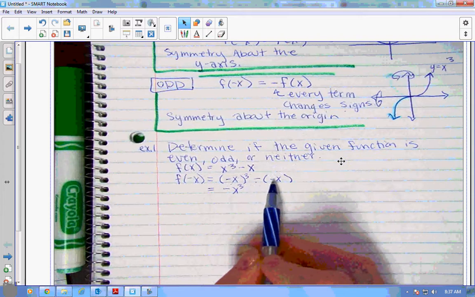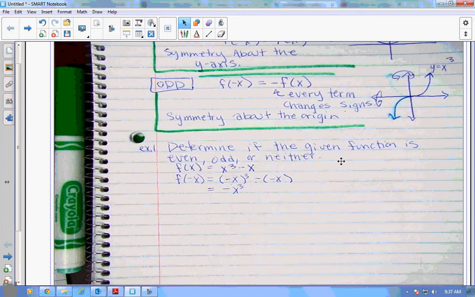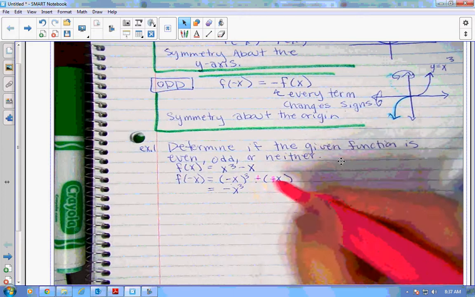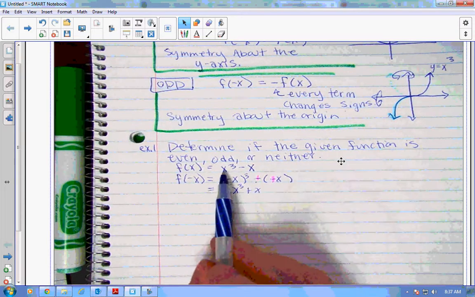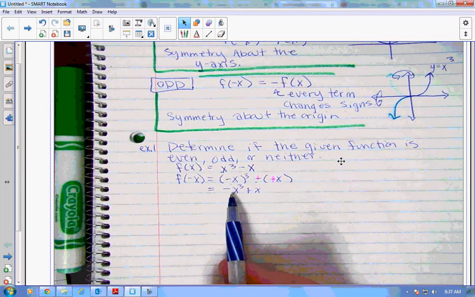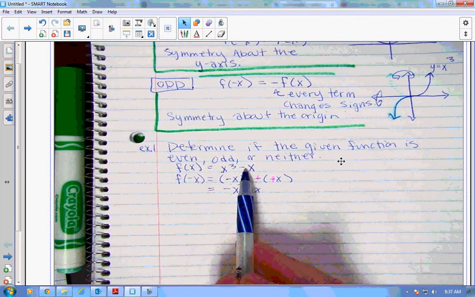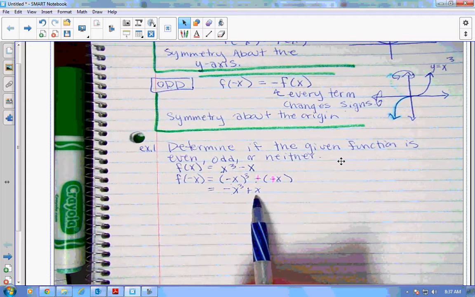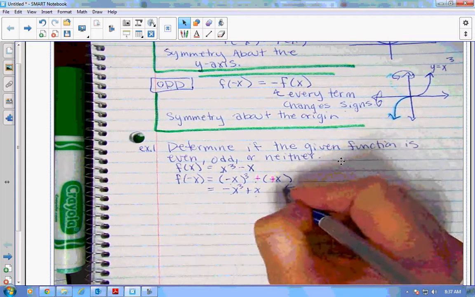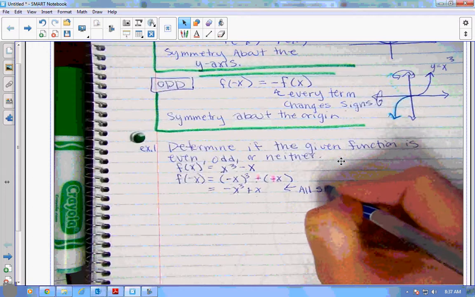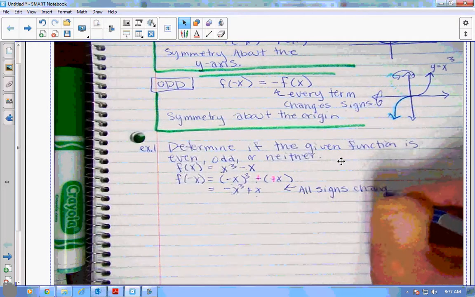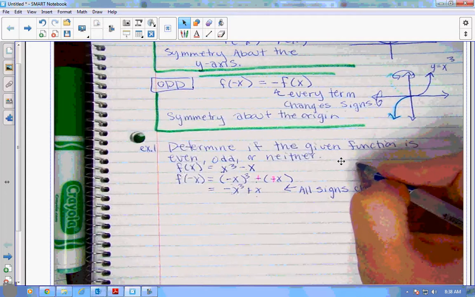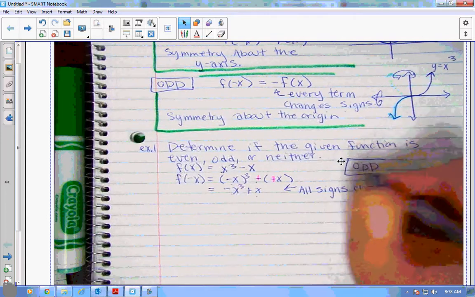And subtracting a negative, we make that positive x. Now notice, originally it was positive x cubed. Now it's negative x cubed, so the sign was changed. Originally it was negative x, and now it is positive x. So in this case, all signs change. Every term changes signs, so therefore it is odd.